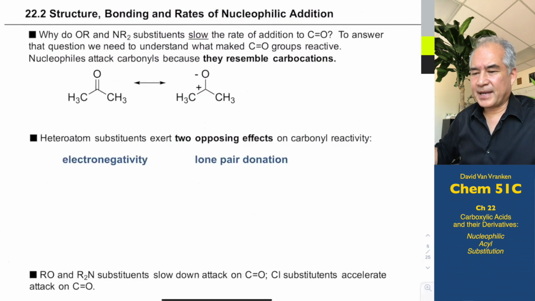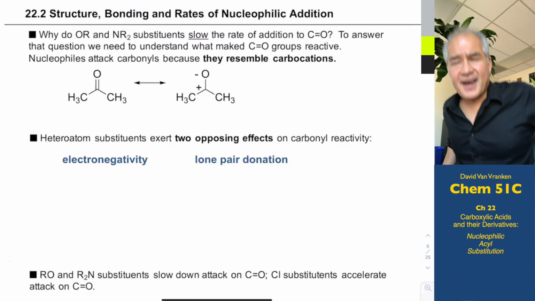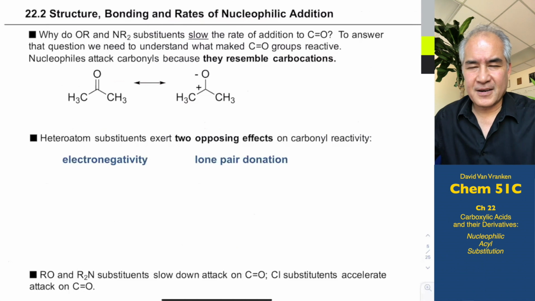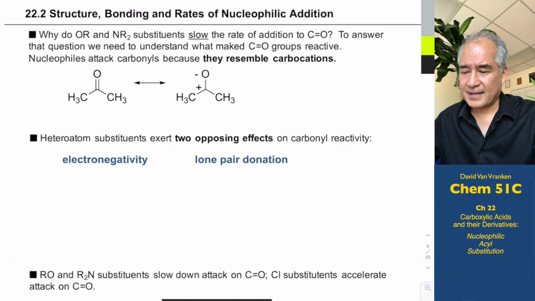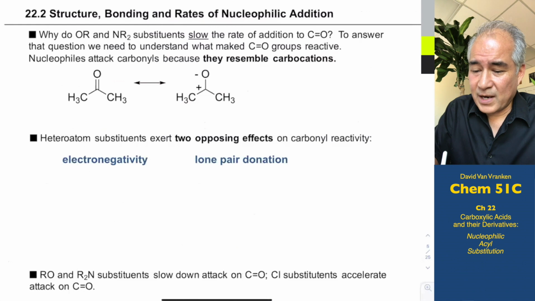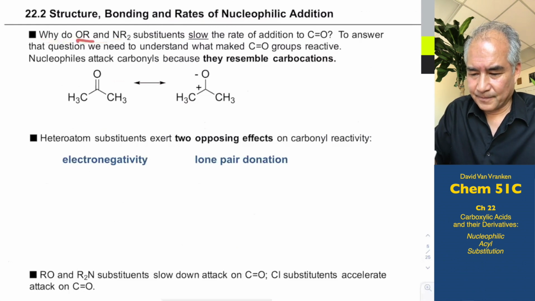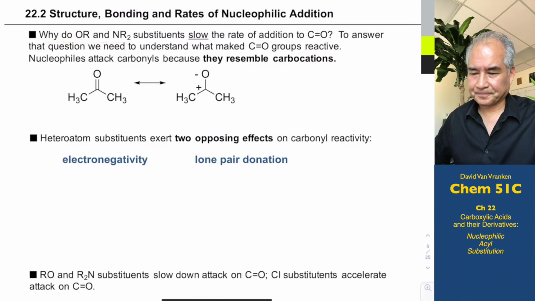All right, let's keep going here because I want to talk about what's the difference between an aldehyde and a ketone and a carboxylic acid derivative. Amides and esters and carboxylic acids, it's slower to add to those than to aldehydes and ketones. And that may seem weird. Why do these kinds of substituents, OR and NR, slow down the addition of nucleophiles to carbonyls?